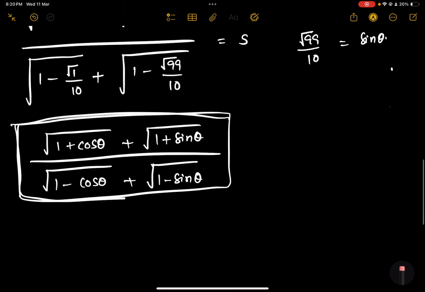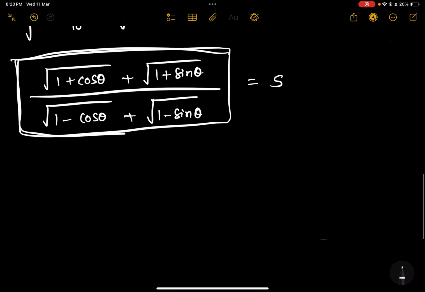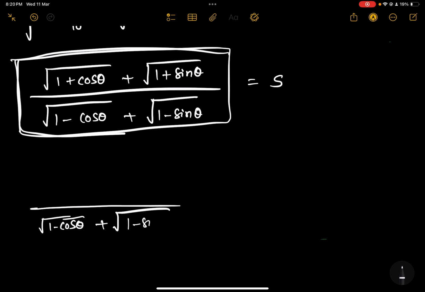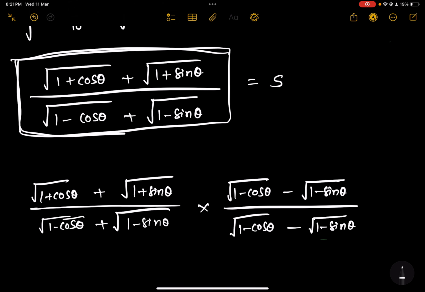So now let us go ahead and solve for S. Once you look at an expression like this, it is a very common idea to rationalize. So you have to multiply and divide this expression using root of 1 minus cos theta minus root of 1 minus sin theta, in both numerator and denominator, with root of 1 plus cos theta plus root of 1 plus sin theta. So this is your S.